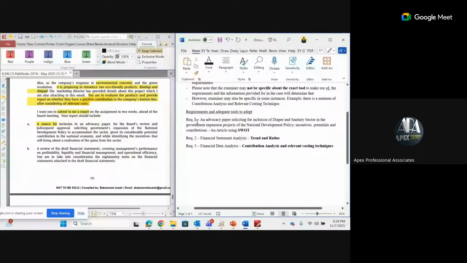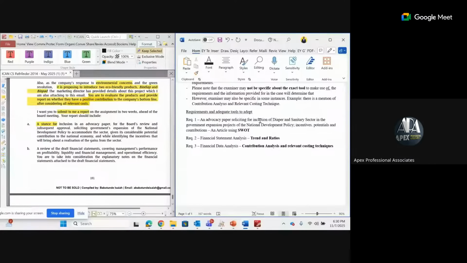So your first requirement is neither financial statement analysis, nor financial data analysis, nor business analysis. Or maybe you can even call it a business analysis, right? But it is coming in form of an article. So this is what your exhibit requirement 1 is talking about. Say an advocacy paper to solicit that government should include the sector in the government expansion projects of the national development policy.